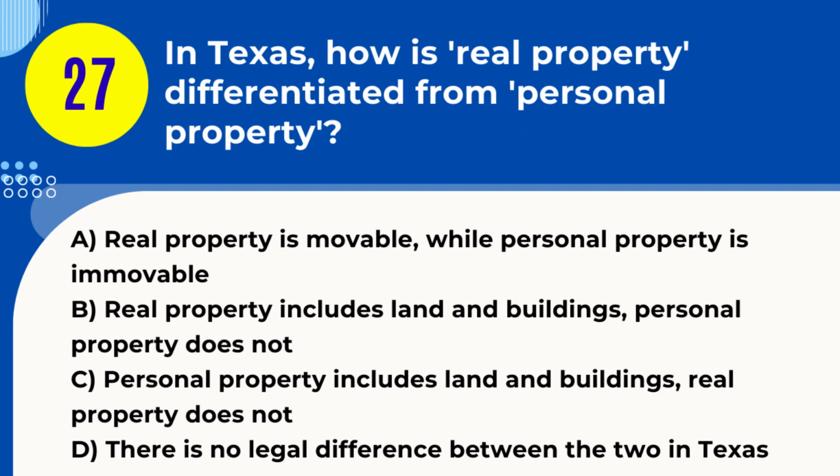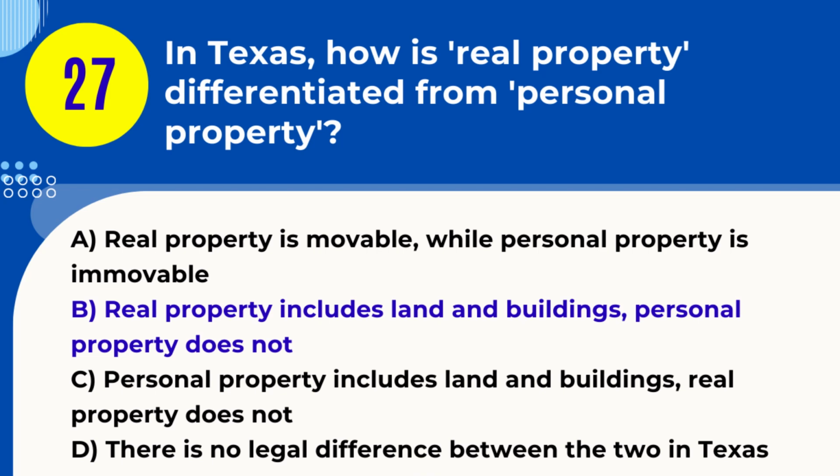A. Real property is movable, while personal property is immovable. B. Real property includes land and buildings, personal property does not. C. Personal property includes land and buildings, real property does not. D. There is no legal difference between the two in Texas. Answer. B. Real property includes land and buildings, personal property does not.